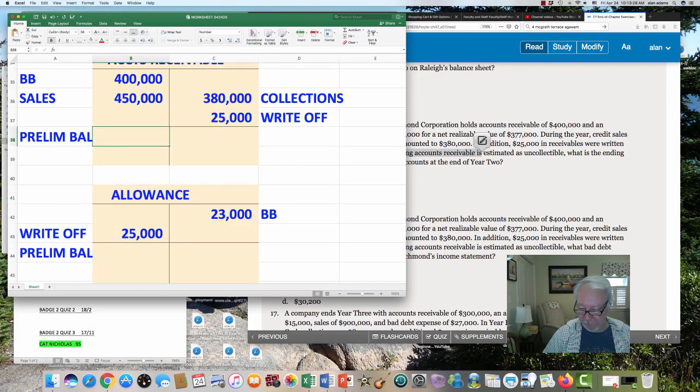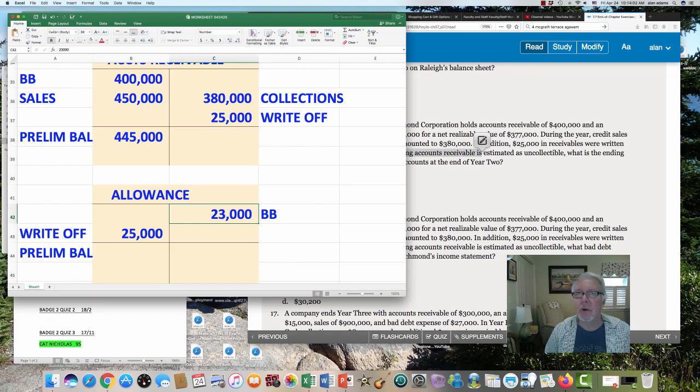So let's calculate it. I take 400,000, I add 450, I subtract 380, and I subtract 25 grand. My preliminary balance sitting in this account is $445,000. I'm not done yet. What's sitting in here? Well, I had 23,000 sitting in here, and then I debited it for 25. What is that telling me? I ended last year with 23 in it, and I wrote off too much.